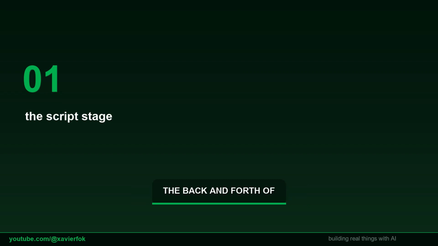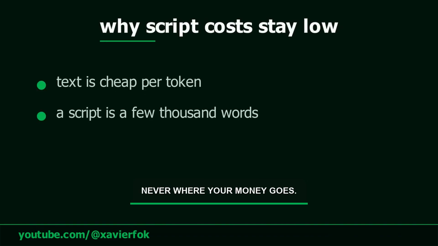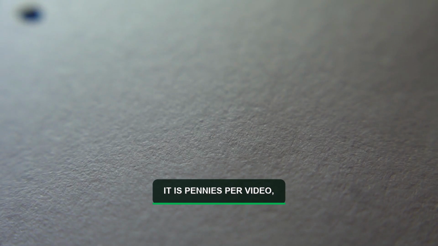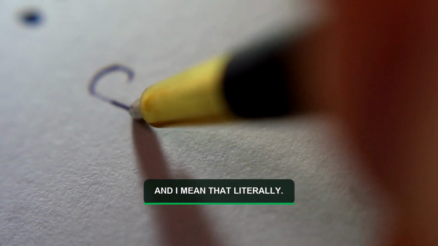Even with the back and forth of drafting and refining, the script stage is one of the cheapest parts of the whole pipeline. If you are worried about AI costs, the text generation is almost never where your money goes. It is pennies per video, and I mean that literally.